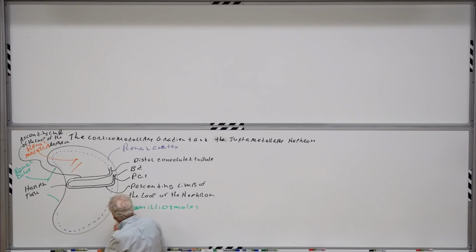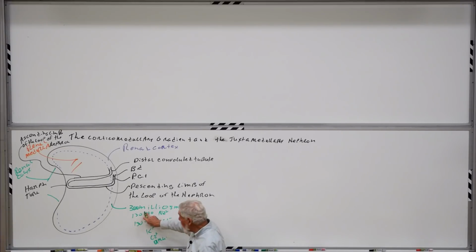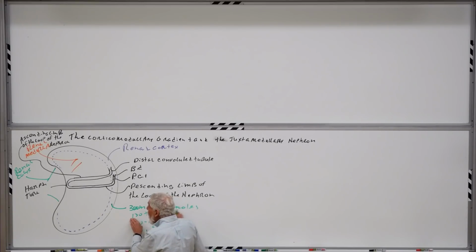Now, more or less 130 to 140 millimoles of this is sodium. Something like 130 to 140 is chloride. There's a little bit of potassium, a little bit of calcium, a little bit of urea. But most of it, if you add these together, that's 260, 280 out of the 300. Pretty much, this is isosmotic with the plasma in blood. It's pretty much the same concentration.